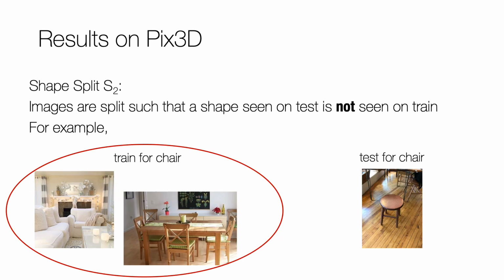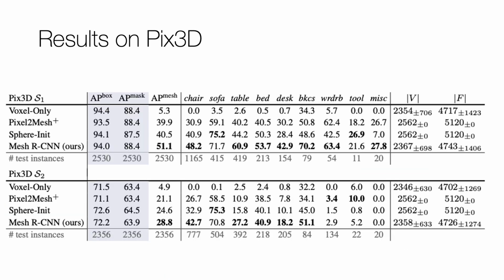In the second and hardest setting, we split the dataset such that the test set contains novel shapes not seen at train time. To make this more clear, our split for chair might include kitchen chairs and armchairs at train time for the chair category, while in the test set, it will include novel chair shapes such as stools. This is indeed a harder setting, and performance drops significantly as expected, yet Mesh R-CNN outperforms all baselines by a significant margin.